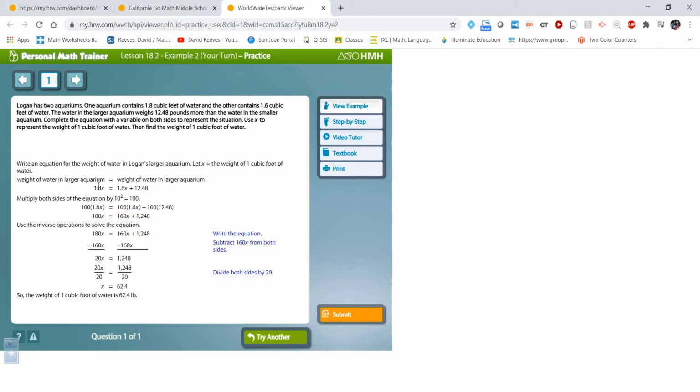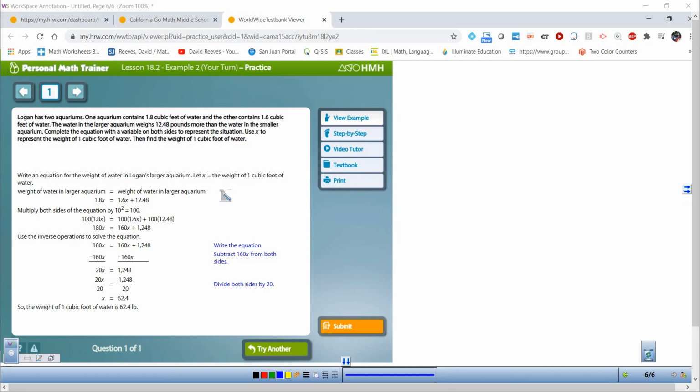Here we go. So the weight of the water in the larger aquarium for this example is 1.8x, and the weight of the water in the smaller aquarium is 1.6x plus 12.48. So 1.8x equals 1.6x plus 12.48. So there is my equation with decimals. Now again, I could solve it simply the way it is. 1.8x equals 1.6x plus 12.48.